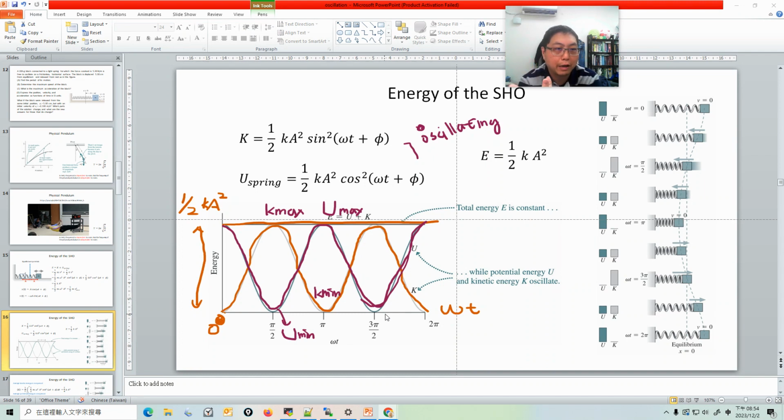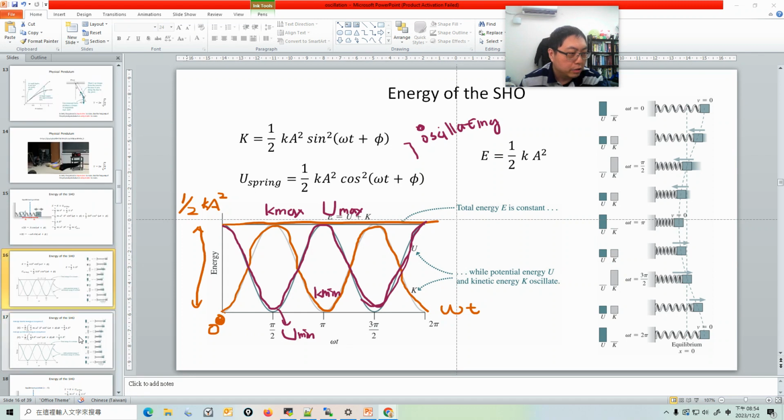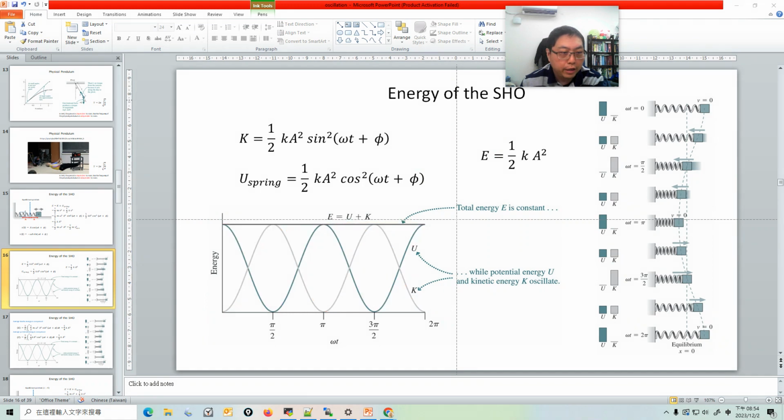In the system, both energies are oscillating. Kinetic energy and potential energy are oscillating, and they are complementary to each other. One is maximum, the other is minimum. And more interesting is the average kinetic energy and average potential energy in the period.